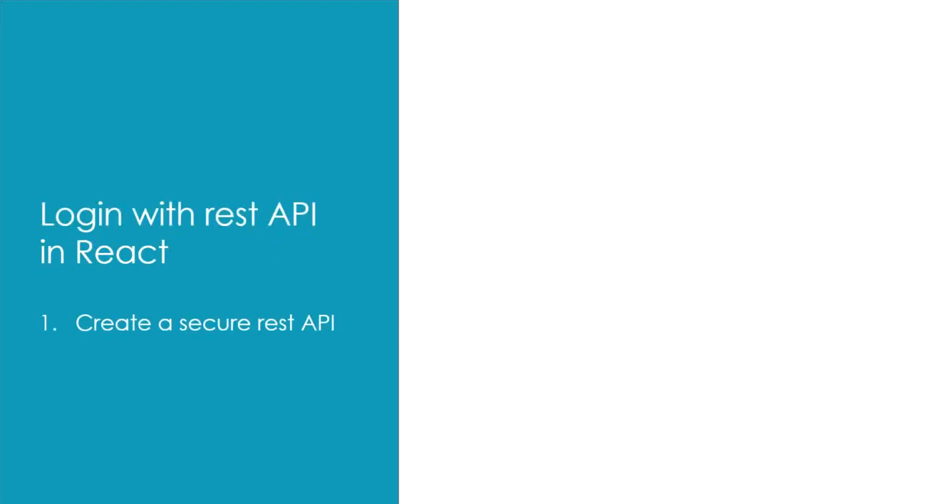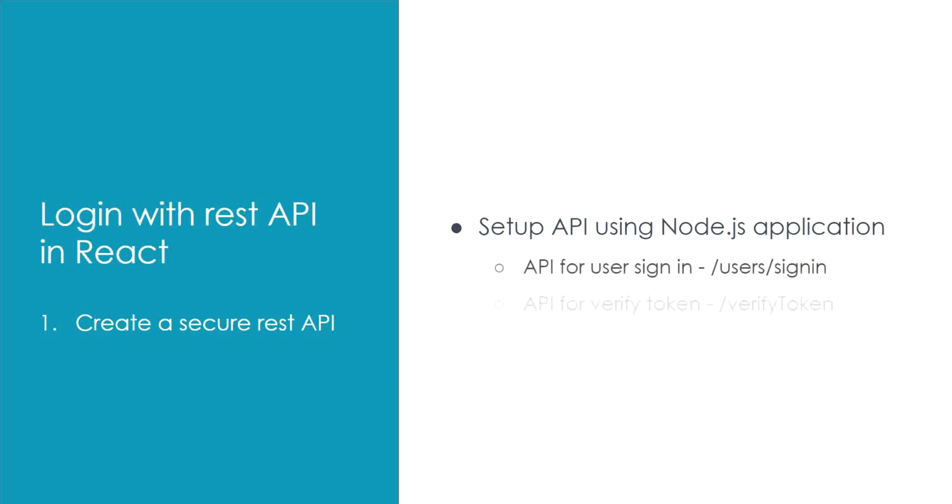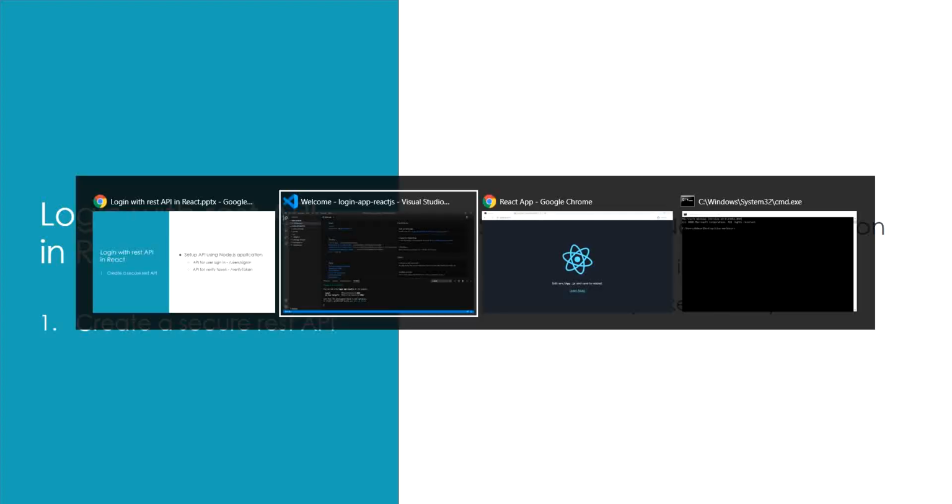So, first of all, we need a secure REST API. Let's set up our API using Node.js applications, where we will mainly use two APIs. One is for user signing, another one is for verified token. So let me show you.